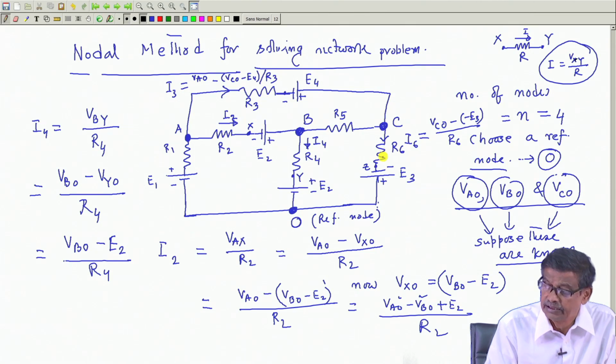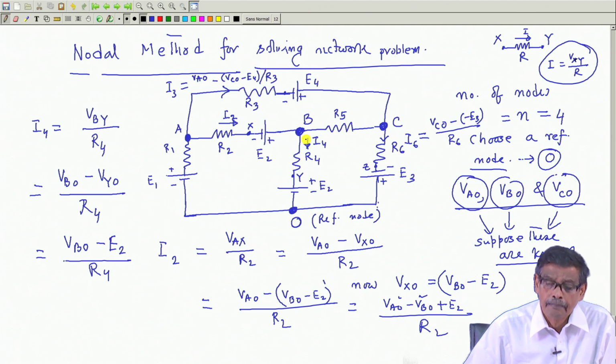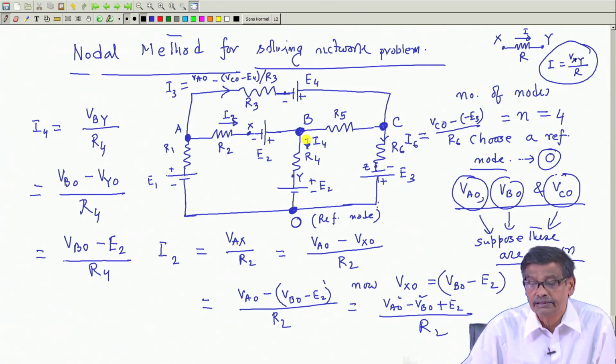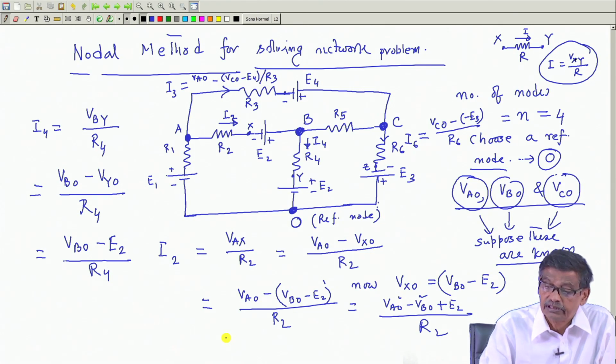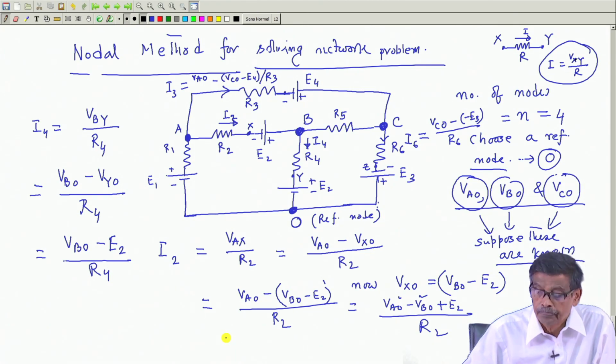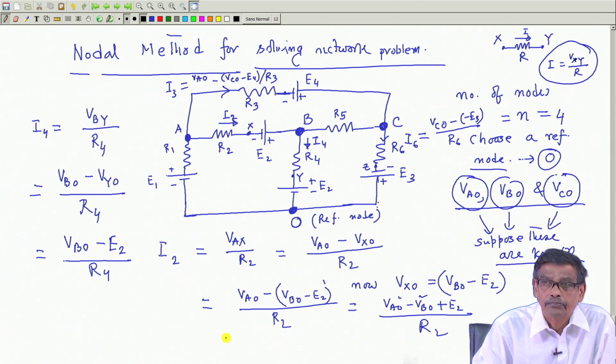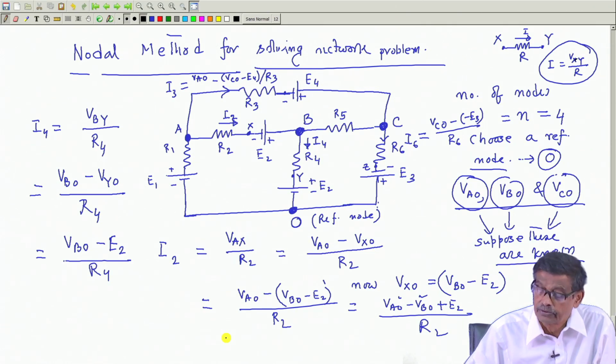Similarly, I have applied the same thing to other branches as well. The point I want to make is that if the potentials of these 3 nodes are known with respect to one of the nodes defined as a reference node, then you can find the currents in any of the branches. That is the essence of the thing.